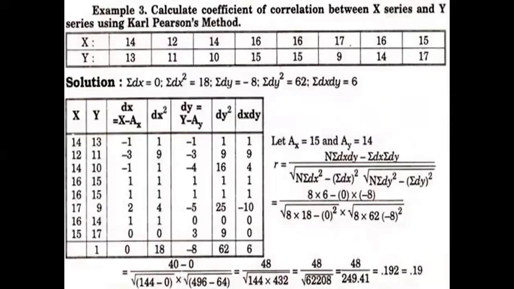Now move to the third one, where again we need to calculate the coefficient of correlation between the X series and Y series using the Karl Pearson method. We are doing the Karl Pearson method practice only. So the third formula, which was the shortcut method. So we will solve this question by the shortcut method for your better understanding about this method, that how do we solve the question when it comes.